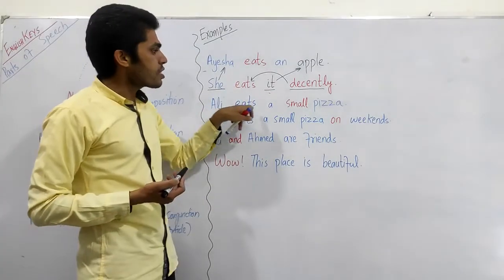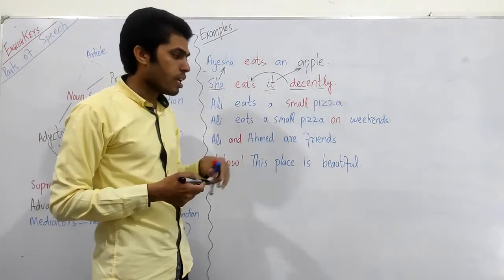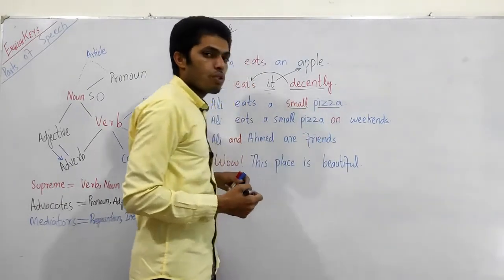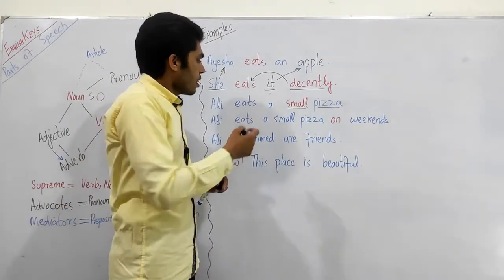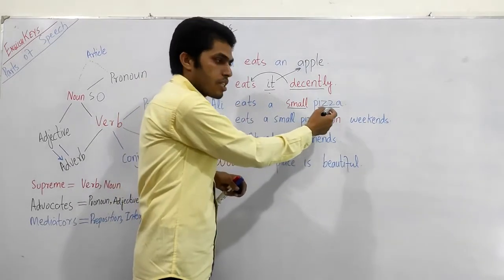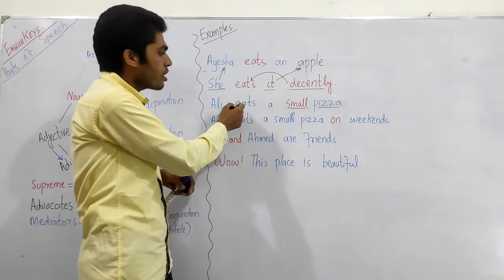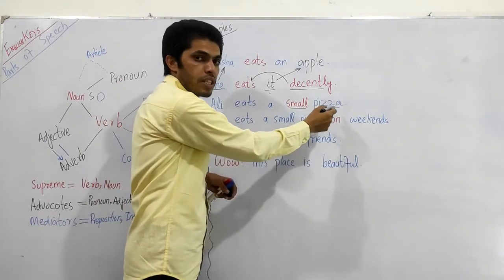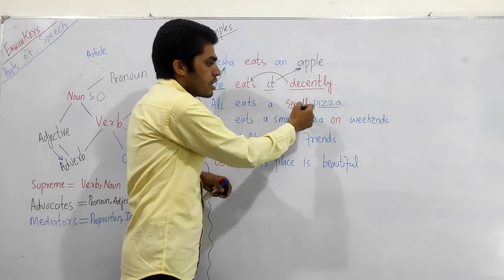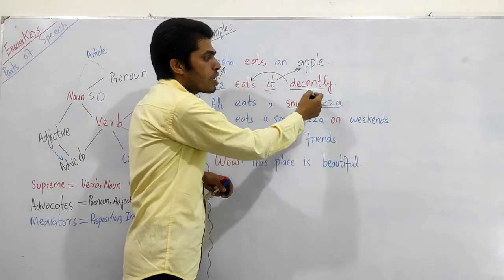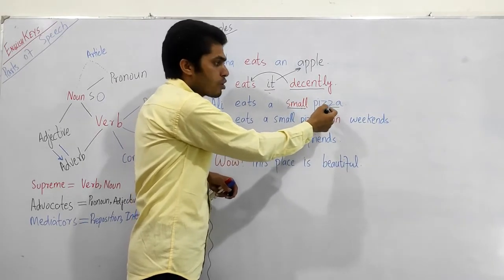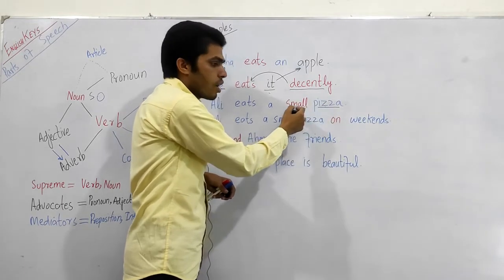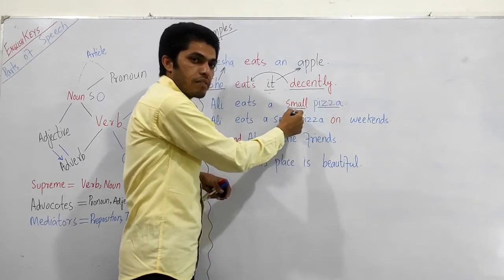Then: Ali eats a small pizza. Now this 'small' is the quality of this food, pizza, right? Ali eats a small pizza. Now this 'small' is not the quality of eats or Ali, but it is the quality of this pizza. Because this 'small' is describing or giving additional information about the word pizza, and the word pizza is a noun, that's why we will call 'small' an adjective.